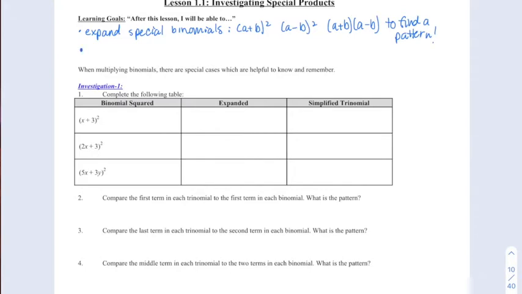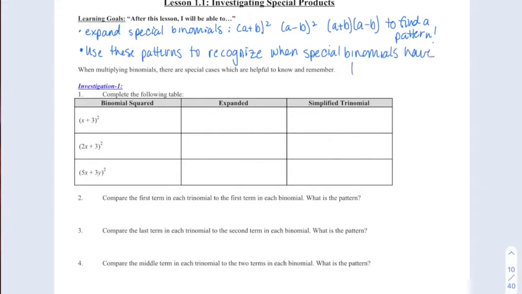Our second goal for today is to use these patterns to recognize when special binomials have been expanded. Okay, so basically this lesson is all about patterns and recognizing them. So let's start with the first one.